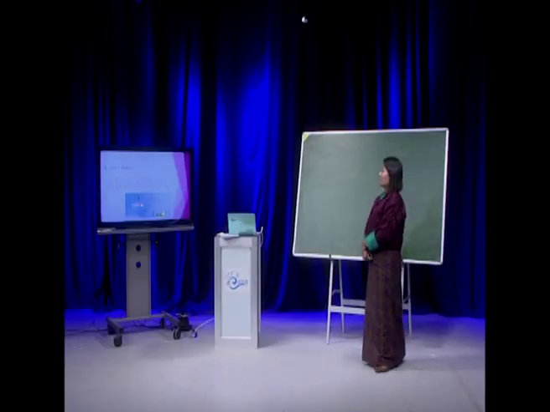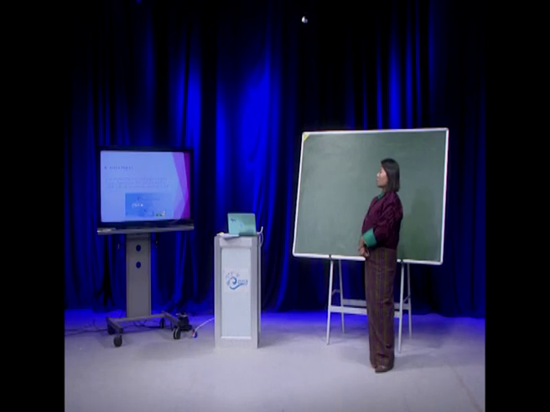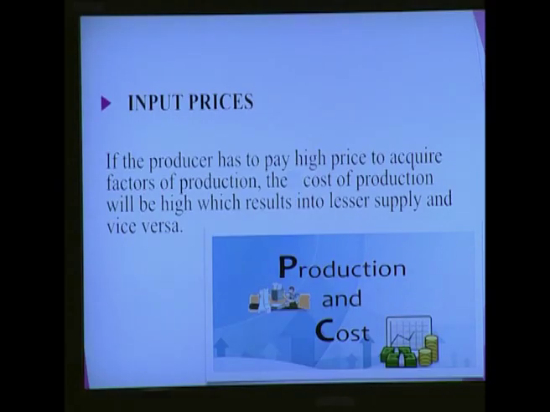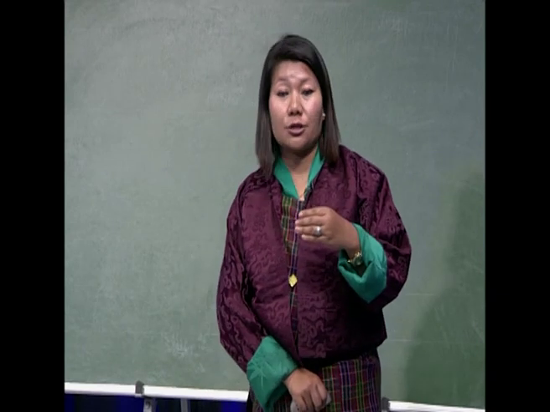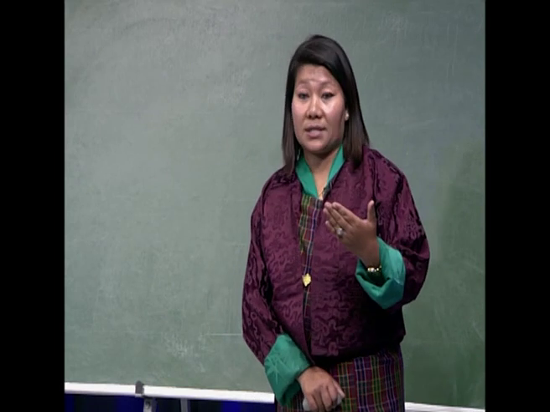Let's look at this. If the producer has to pay a high price to acquire factors of production, their cost of production will be high, which results in lesser supply and vice versa. Now, can you make this relationship like, high cost of production and less supply? Something is missing in between. The missing portion is that when the cost of production is high because you have to pay a higher price for the raw materials, you have to increase the price, all right?